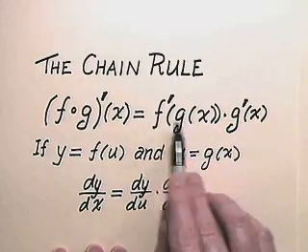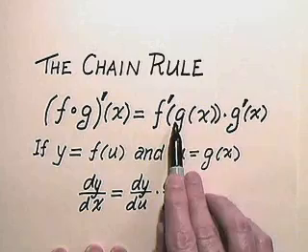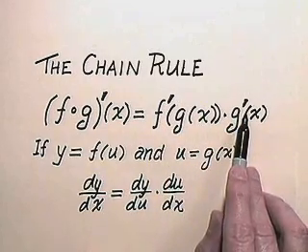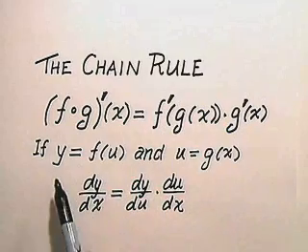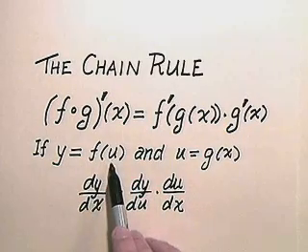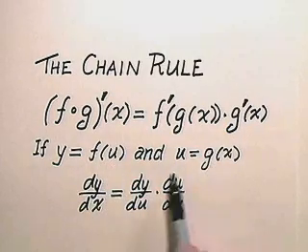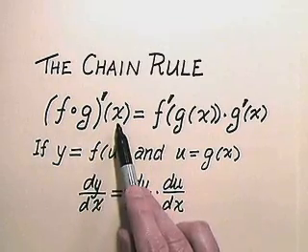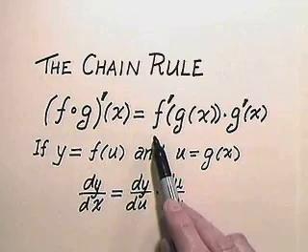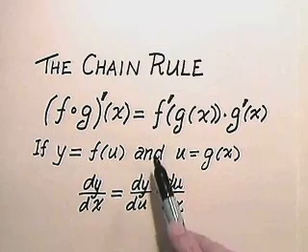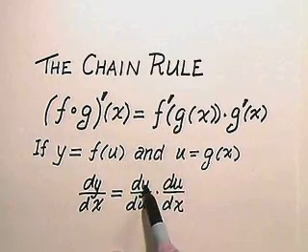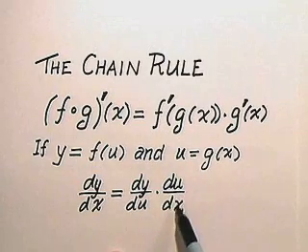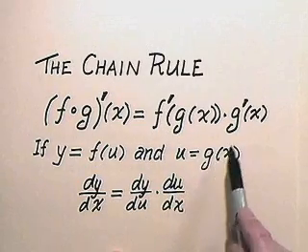That is, we differentiate the outer function, leaving what's inside alone, but then we multiply by the derivative of what's inside. In the Leibniz notation, if y is f of u and u is g of x, this takes the form dy dx, that is the derivative with respect to x, is equal to dy du, that's the f prime at g of x, multiplied by du dx, which of course would be g prime of x.